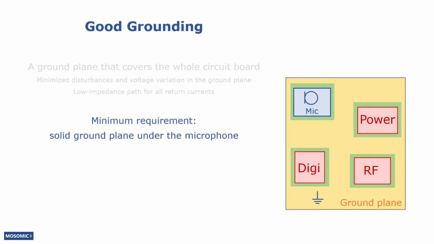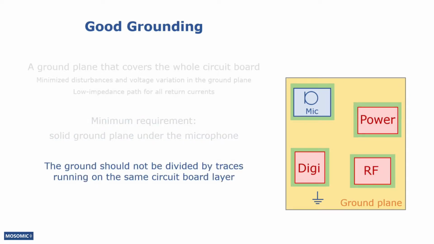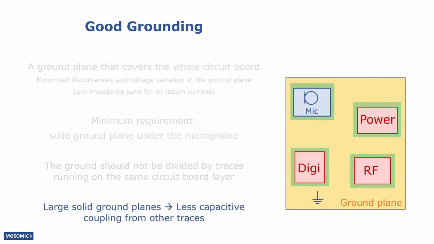There should at least be a solid ground plane under the microphone and its circuitry. The ground should not be divided into two or more sections by traces running on the same circuit board layer. Also, filling all free circuit board area with ground planes helps minimize ground impedance and reduce capacitive coupling of high-frequency disturbances from other signal traces to the microphone lines.